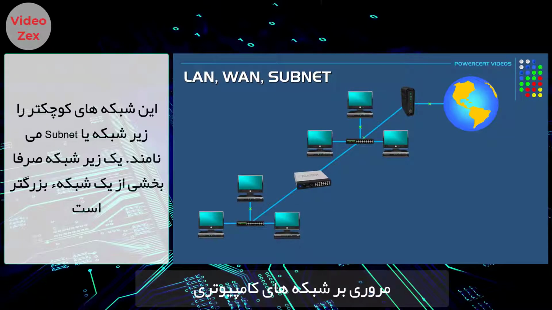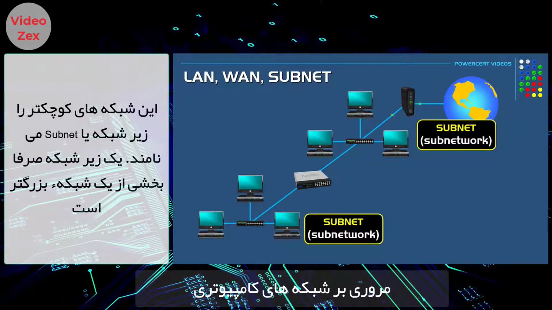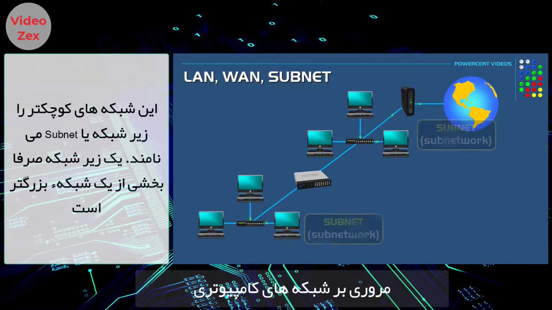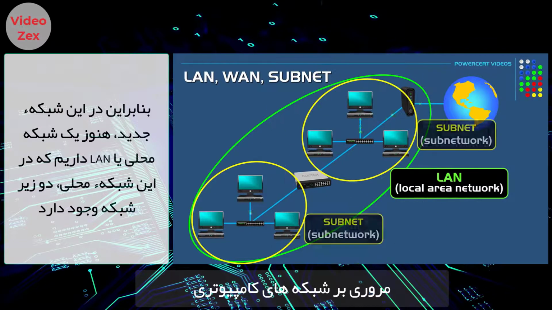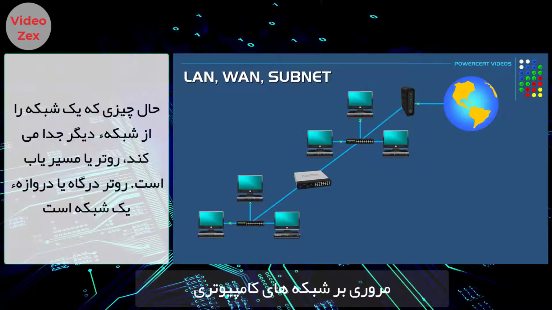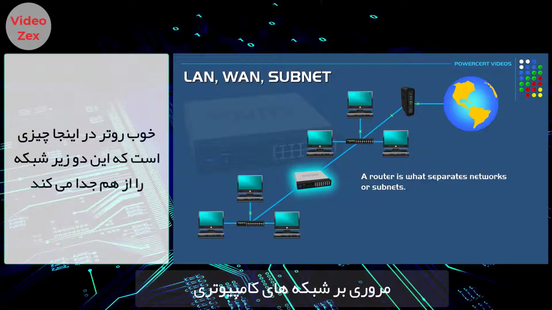These smaller networks are called subnetworks, and a shorter way to say subnetwork is subnet. A subnetwork or subnet is just a division of a bigger network. So this network here is still a local area network, but within that LAN we have two subnetworks or subnets. Now what divides or separates a network from another network is a router. A router is the doorway or gateway to a network. So this router here is what's separating these two subnets.